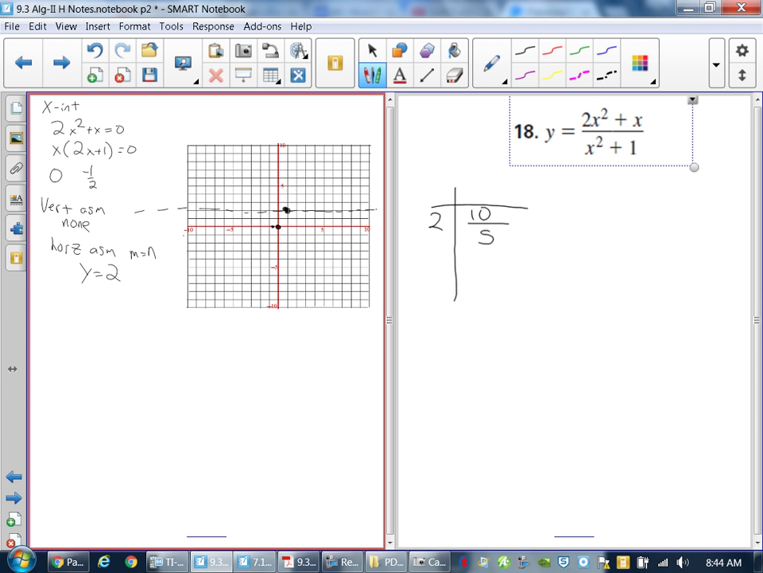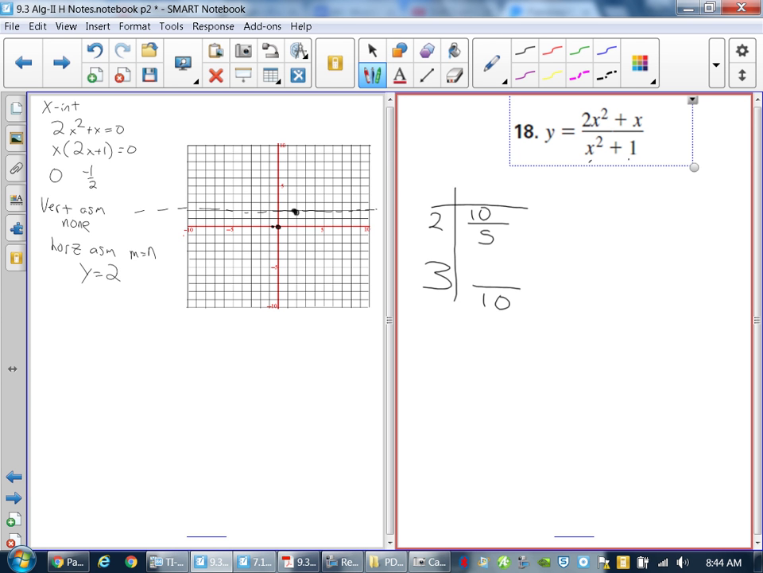Okay, let's try the next one at 3, just for fun. What's 3 squared? Shouldn't it be over 11? I'm old. Can't count. I use 3. 3 squared is 9. 9 and 1 is 10. 9 times 2 is 18. 18 and 3 is 21. So it's over 2.